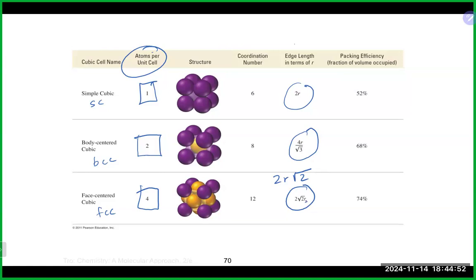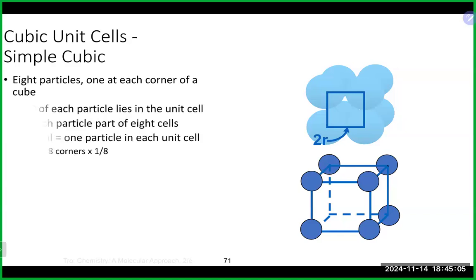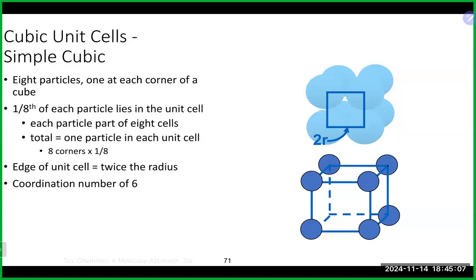You can see with face-centered, there's much better packing efficiency because there's a lot more atoms basically in contact with each other in this particular case. So let's take a look at each of these individually and talk about where we get all those atoms from and all that kind of stuff. So the first one is our simple cubic. And in a simple cubic, we basically have 1/8 of an atom in each of the corners of this unit cell.